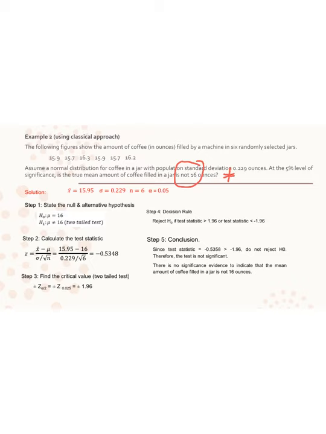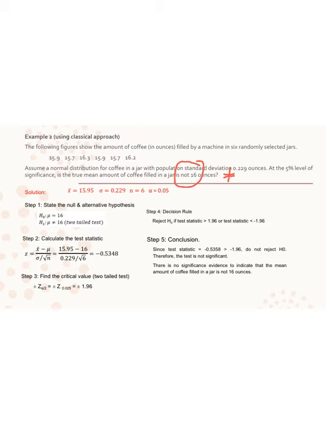Okay, so our H naught and H1 here for this example, H naught: mu equals 16, H1: mu not equal 16. Okay, since the symbol we use here is unequal, so this is a two-tailed test. Next, we calculate the test statistic. We're going to use Z because we know the population standard deviation. Even though the sample size is small, since we know the population standard deviation, still we should use Z. So we get Z equals negative 0.5348.